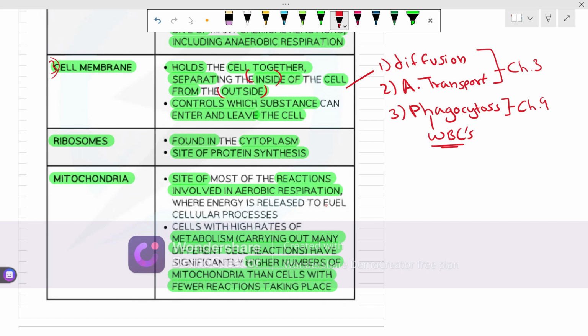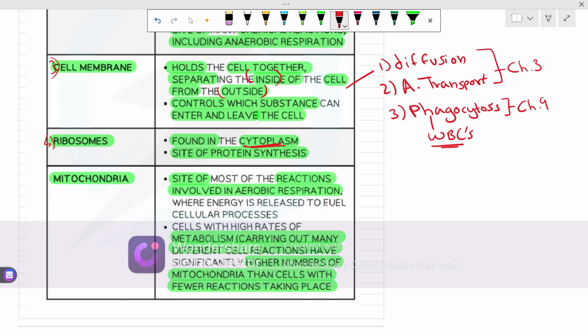Alright, the fourth one is ribosomes. Ribosomes are the site of protein synthesis, and they are found in the cytoplasm. Usually they're attached to the endoplasmic reticulum, which means they're rough. If they're not attached, it means they're smooth.